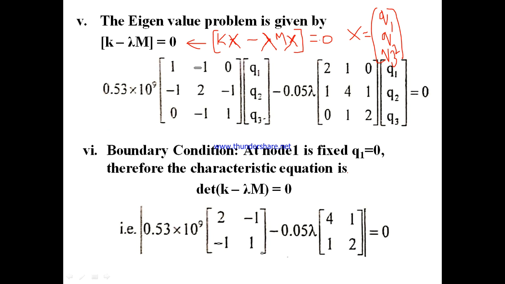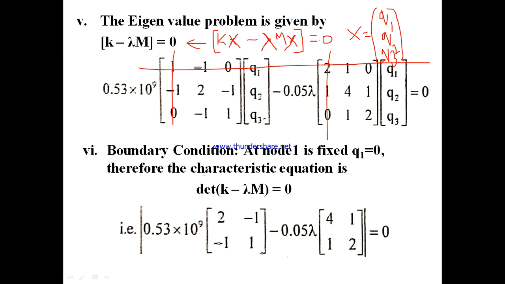So here I am eliminating, I am taking directly the determinant. When I eliminate the first row and first column of the total equation, and at the same time from the mass matrix, I am left with 0.53 into 10 raised to 9, [2 minus 1; minus 1 1], minus 0.05 lambda into [4 1; 1 2]. So after this I took the characteristic equation.